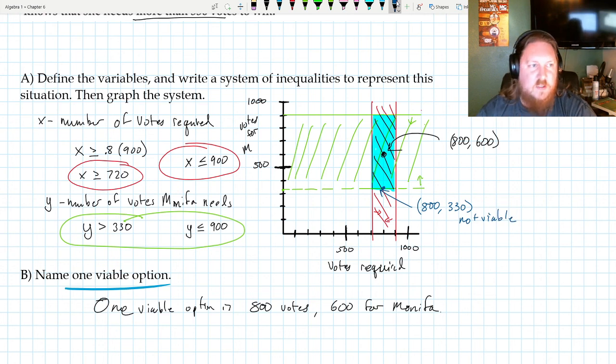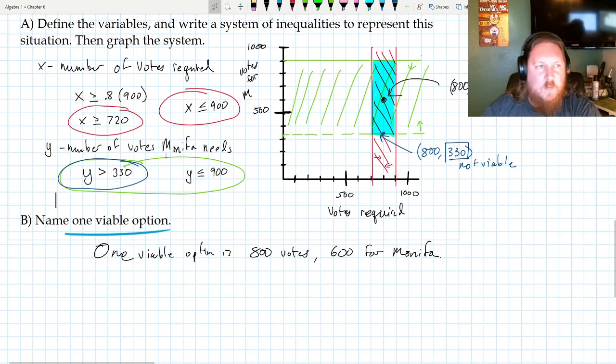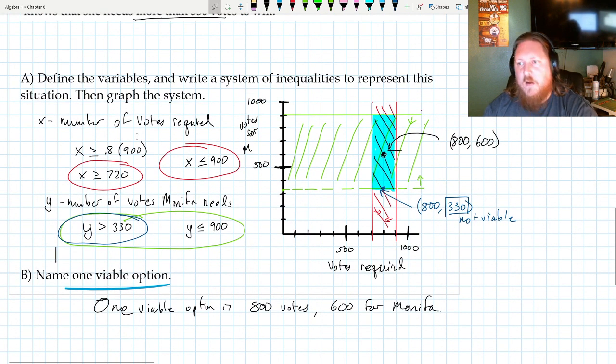The 800 is just fine. That's between the range for the votes required. What makes it not viable is the 330. We established that she has to have more than 330 votes, but with exactly 330, that's not enough, so it's not a viable option. So just be careful not to choose anything that's on a dashed line. Choose it from inside the shaded region.